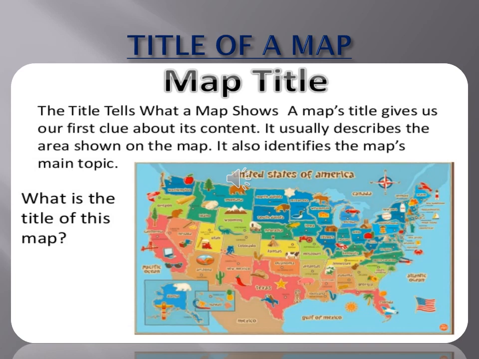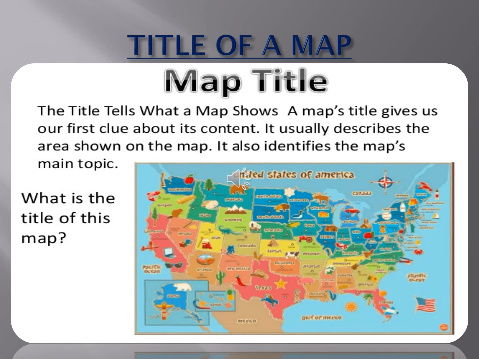So, what is the title of a map? The title tells what a map shows. A map title gives us our first clue about its content. From the title itself, we can know what a map is telling us. It usually tells us about the area shown on a map. It also identifies the map's main topic.